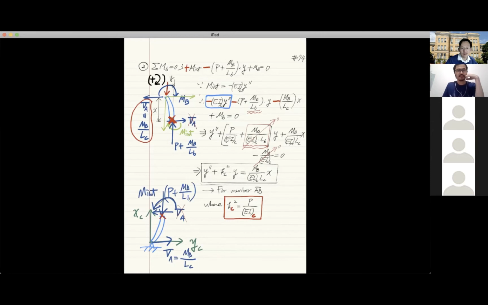Correct? Right? And there's no moment. Of course, there's also a reaction here. So let's not forget that it equals P plus MB divided by LB. That is the configuration that the textbook used. Now, let's take the moment equilibrium at this point, this red point right here, to see if we can get the same result.